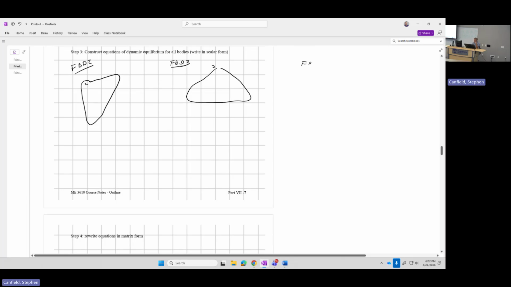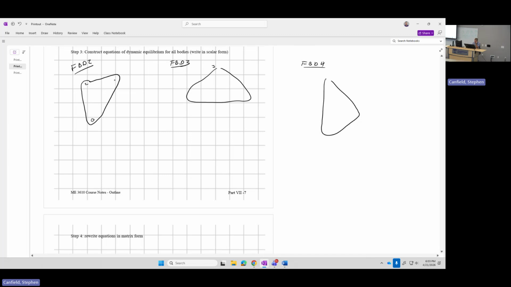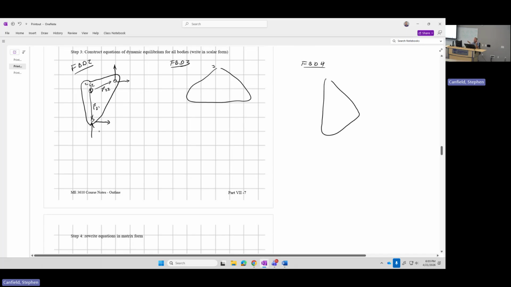And I'll get an FBD of 4. Okay, let's do this. Kind of had this stuff above. So I had some center mass of 2. I'll call that G2. So I had this R21, R22. Okay, these are revolutes, so they're going to have forces acting at each of them in the X and Y. I don't know the directions. I might have a guess, but I'm always going to assume they're positive.